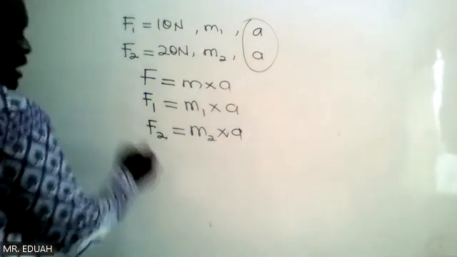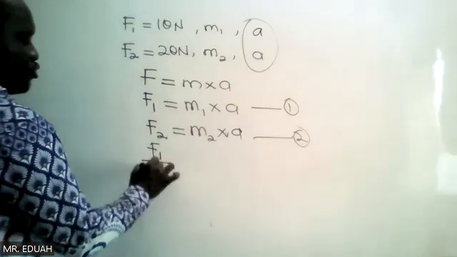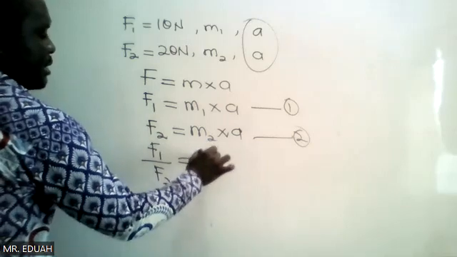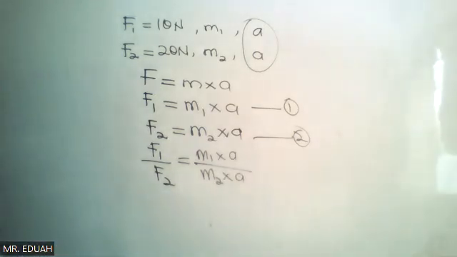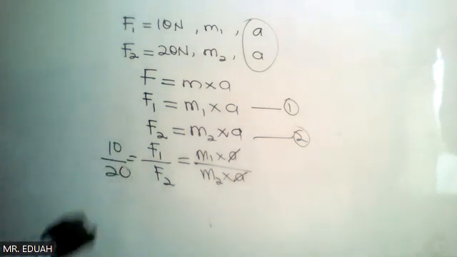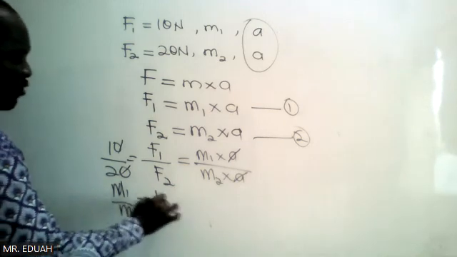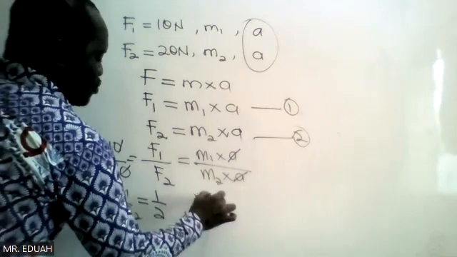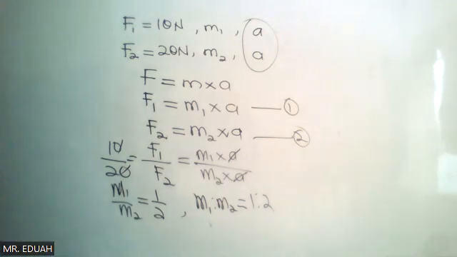Okay. So if we take the ratio of equation 1 to equation 2, F1 over F2 is M1 times a over M2 times a. The acceleration in each equation is the same, so this and this will cancel out. The forces are 10 Newton as against 20 Newton. Therefore, M1 over M2 is equal to 1 over 2. So the ratio of the masses M1 to M2 is 1 to 2. That's the ratio of the masses. 1 is to 2.